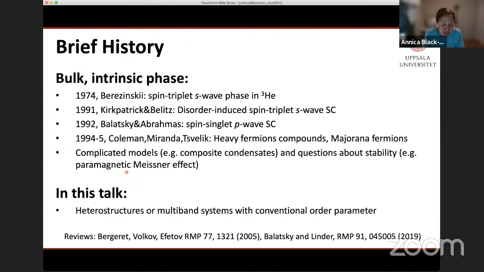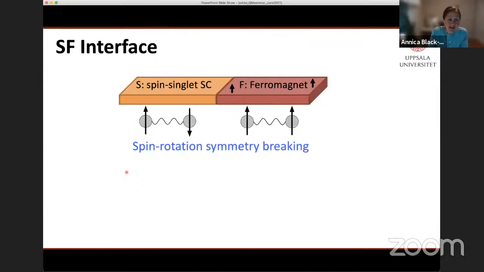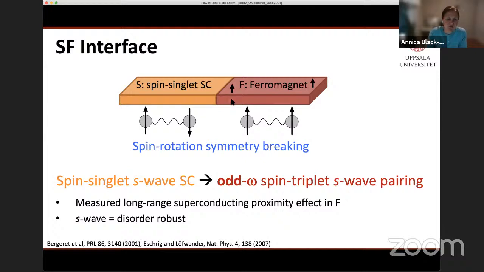Yes, excellent question. So the simple answer is yes. You wouldn't have superconductivity leaking into the ferromagnet if it wasn't odd frequency. So in that sense, the Josephson effect in SFS structures is due to odd frequency. There's no way that it would exist if it wasn't for the odd frequency correlation. So in that sense, yes.